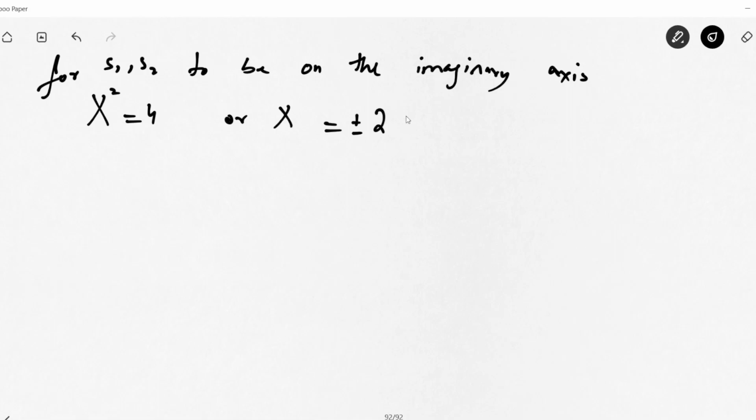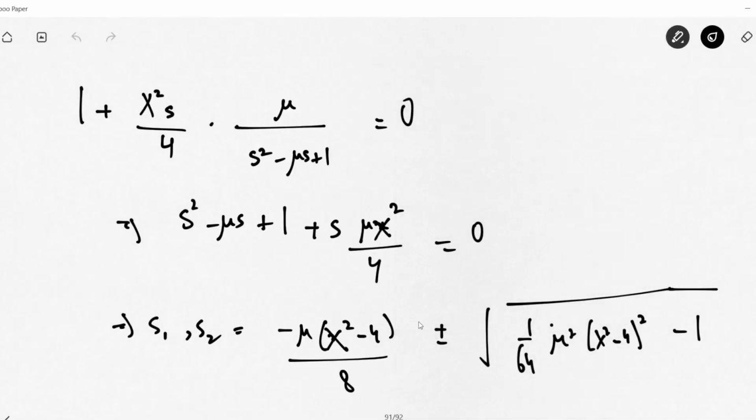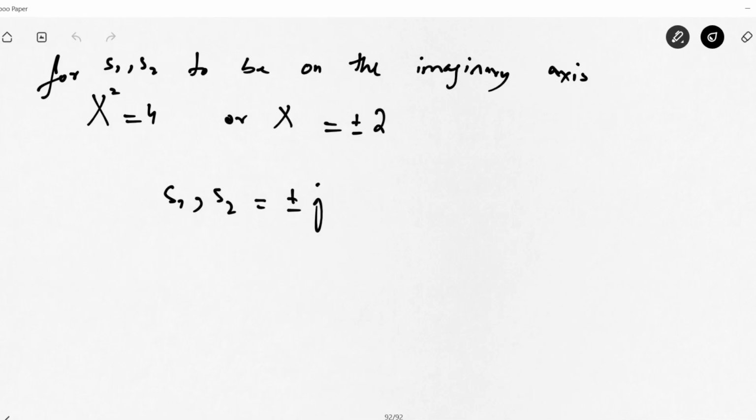And if x is equal to plus minus 2, s1 and s2 will be equal to plus minus j only. X square becomes equal to 4, so this term also becomes 0. There will only be minus 1 in the root. That means we have plus minus j as the eigenvalues of the system.